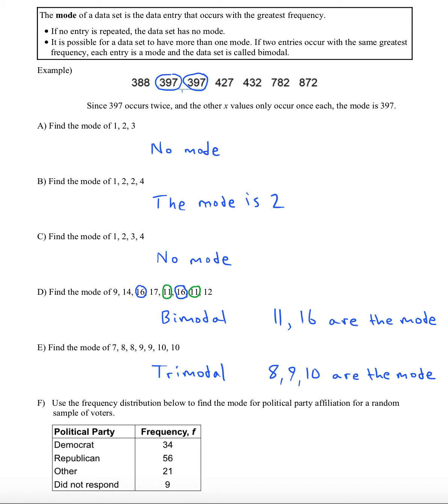Now, modes can be found for frequency distributions as well. In this table here, there were 34 responses of Democrat, 56 Republican responses, 21 other, and 9 did not respond. So if people were asked what is their political party affiliation, the frequency tells us how many people answered with that response. So according to the table here, since Republican has the greatest frequency, Republican is the mode.